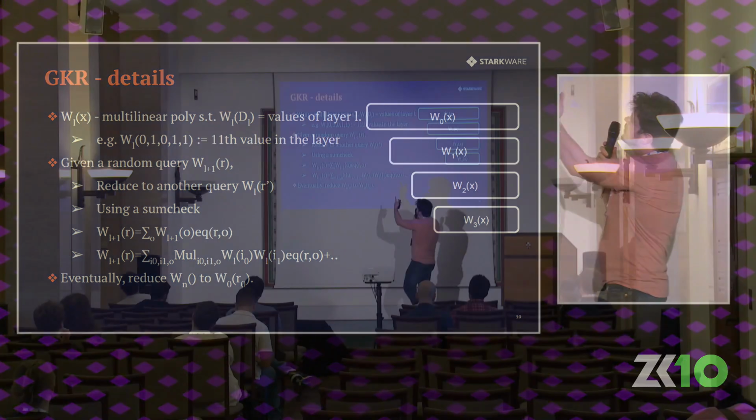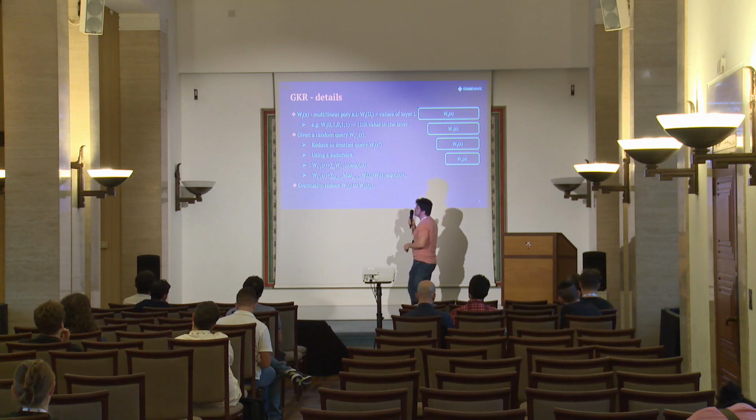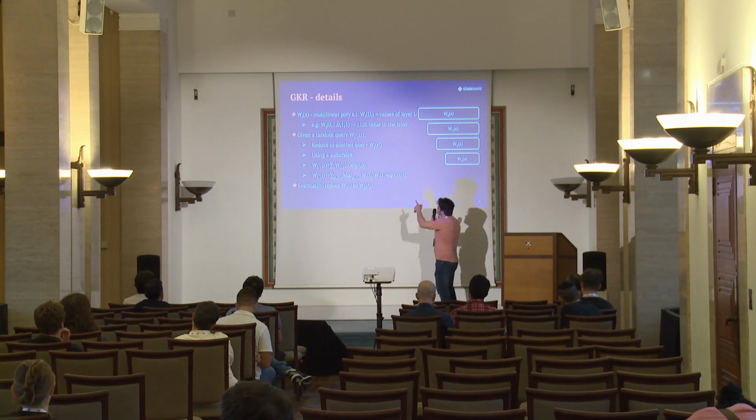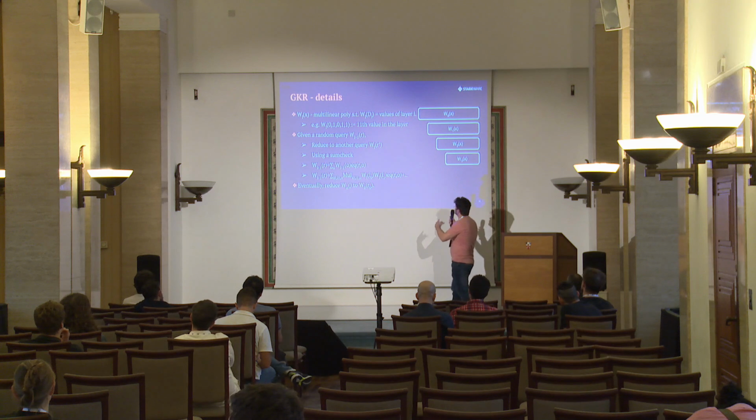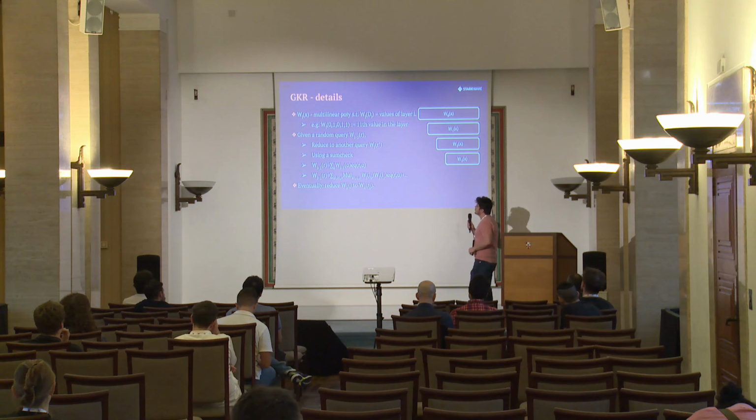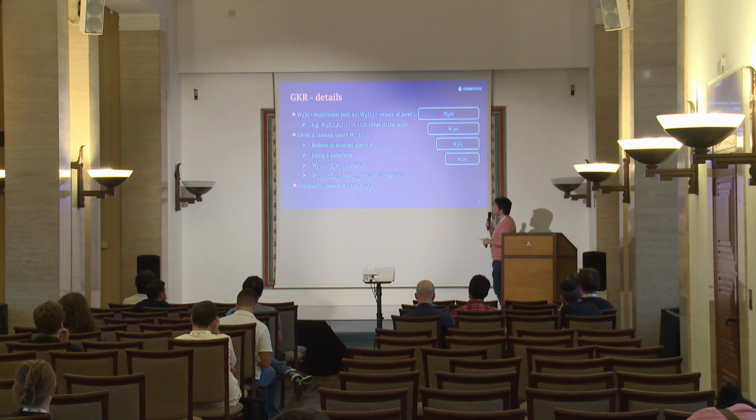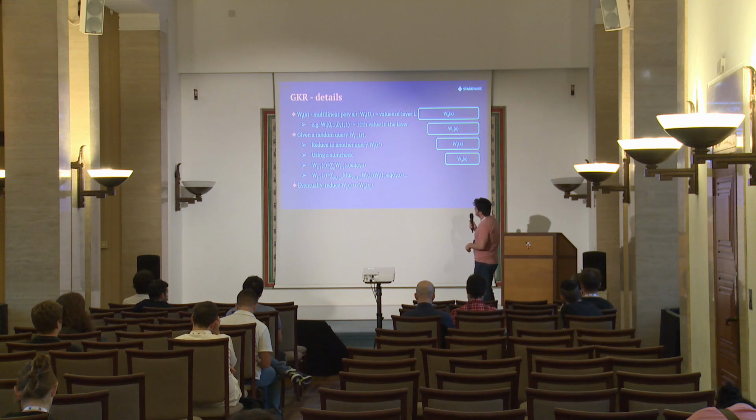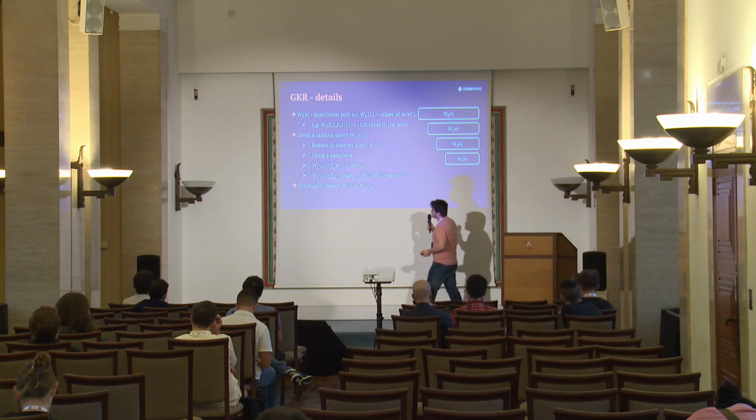Let's say I have this random query to layer L plus 1. So I need to compute the polynomial W_{L+1} at R. Remember, W_{L+1} is a multilinear polynomial that has all the values of this layer in the arithmetic circuit. So what can I do? First, I'll represent it using our trick.